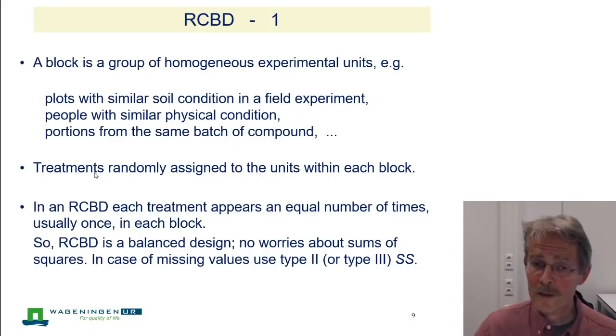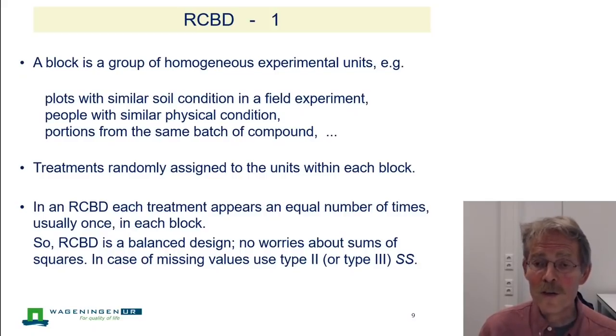Okay, and the idea is that treatments are randomly assigned to the units within each block. So they're randomly assigned within each block to similar plots, to similar units. In a randomized complete block design, each treatment appears an equal number of times, usually once in each block. And in that way, a randomized complete block design is balanced because each combination of a block and a treatment occurs an equal number of times. So you don't have any worries about what type of sum of squares to use. You get the same results with type 1, type 2, or even type 3, which we did not discuss.